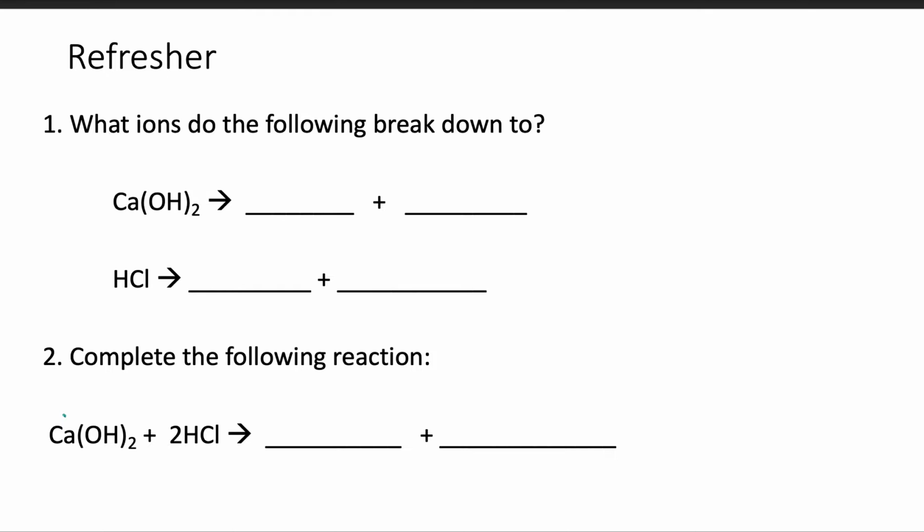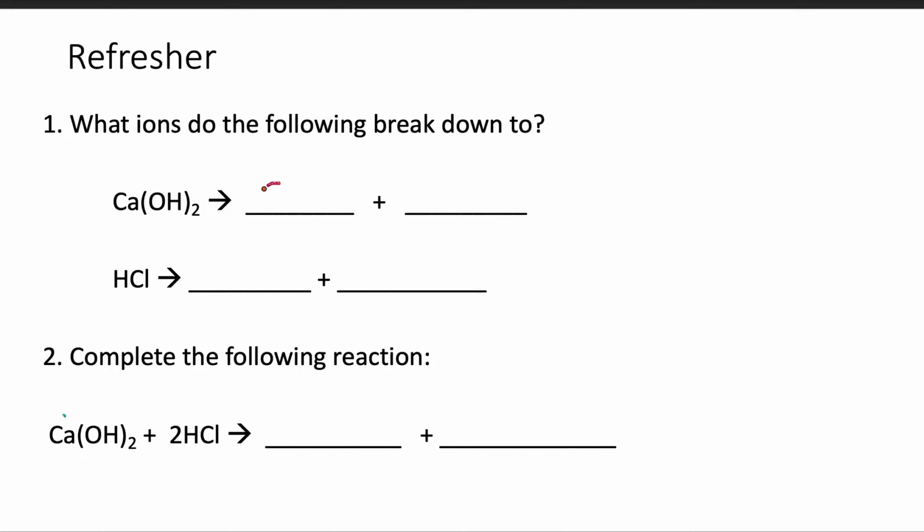Here we're looking at something of a refresher. We talked about this when we talked about ionic compounds, and if you look here, both of these would be ionic. One of the most important things that we need to understand before we explore acids and bases is how ionic compounds break down to form ions. This first example, we have calcium hydroxide. When this breaks down, you can pause right here if you want to try it first.